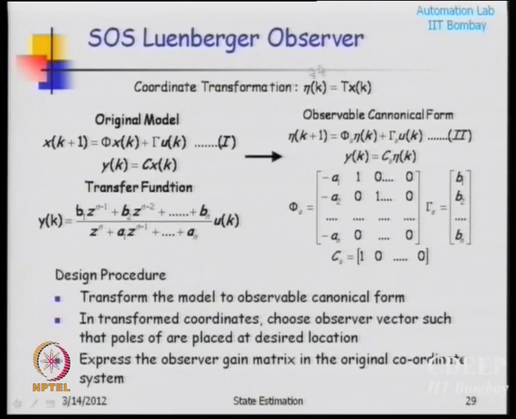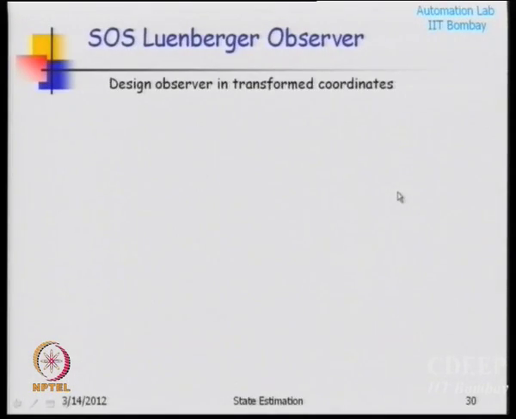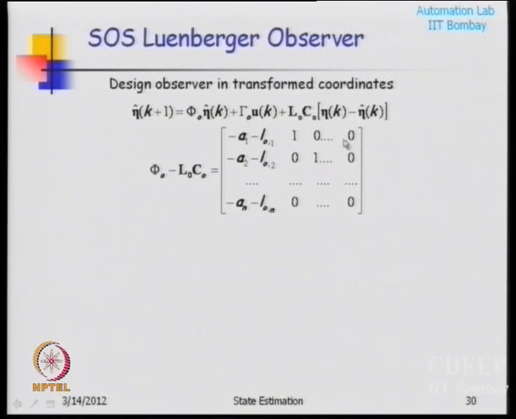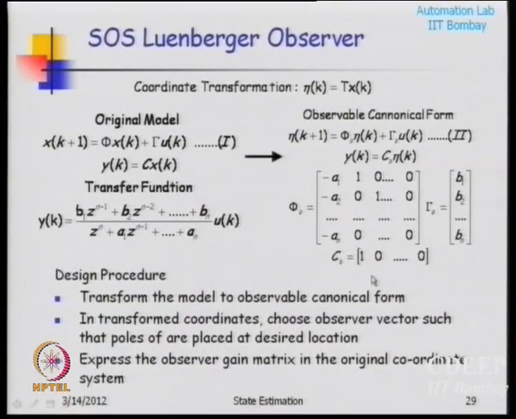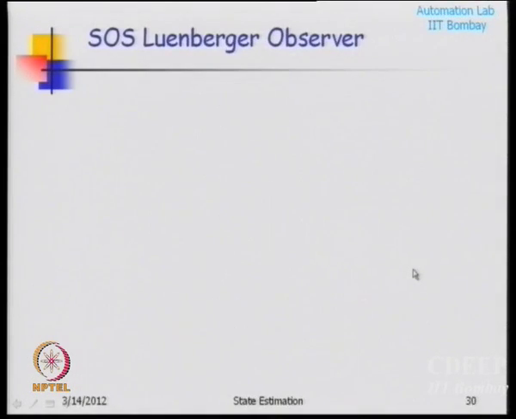What I am doing is I am first transforming this to this form, and then I am going to design an observer in the transform domain. Can you derive this matrix? Just check. How will you get this matrix? What is C for this particular system? For the transform system, CA happens to be 1000. It's very nice.